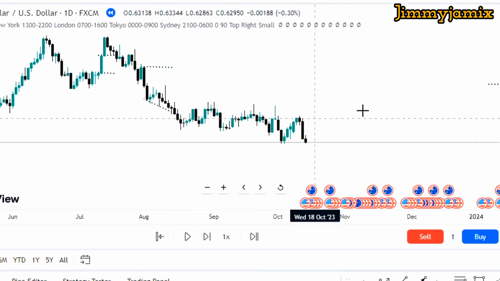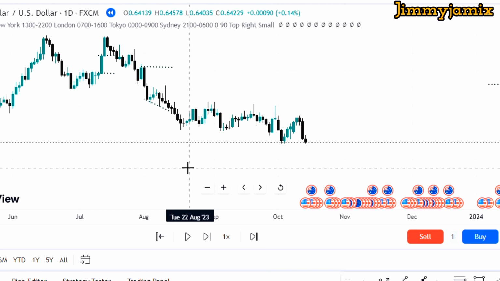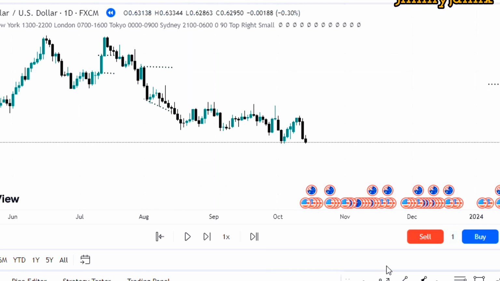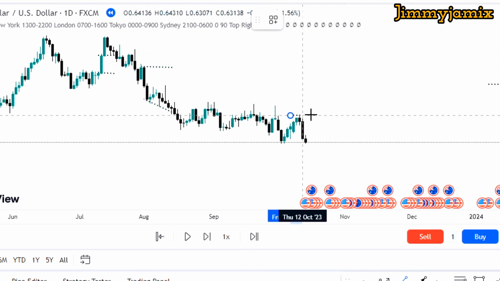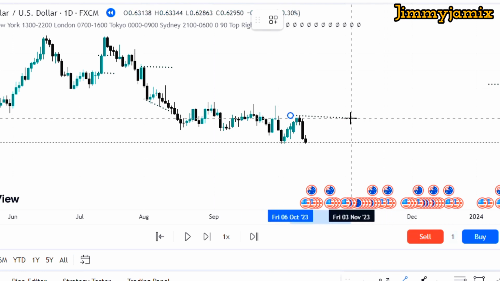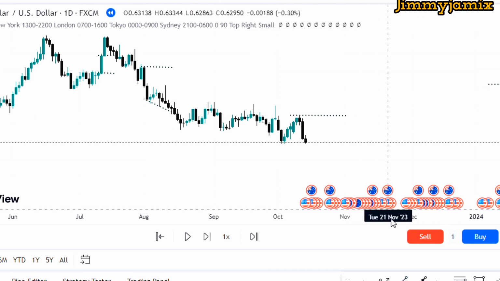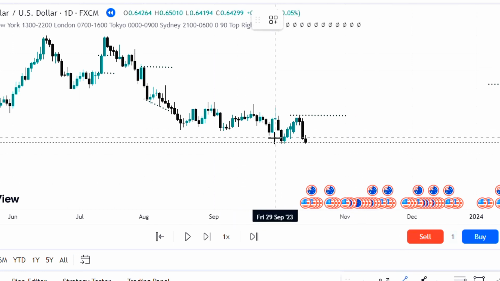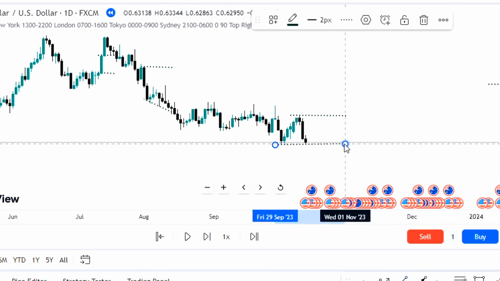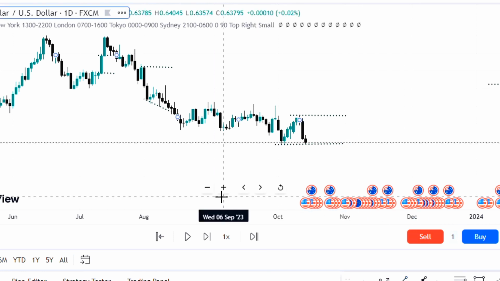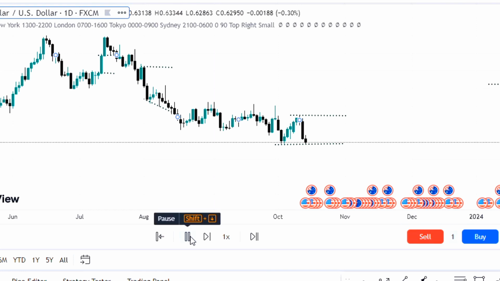So this is our market here. We must always follow the recent market structure. Let's say this is our recent high here, and this is our recent low. Let's wait and see where the market will break.